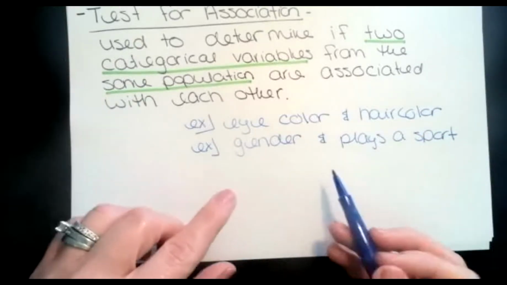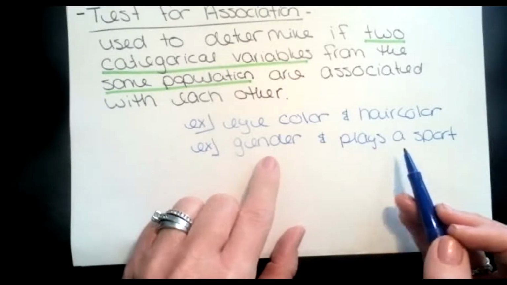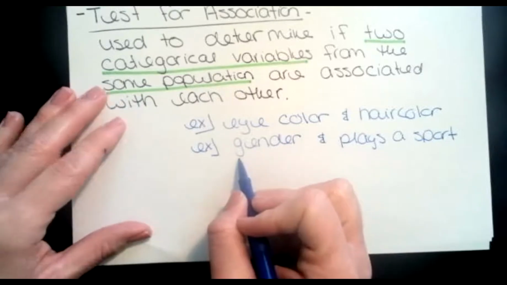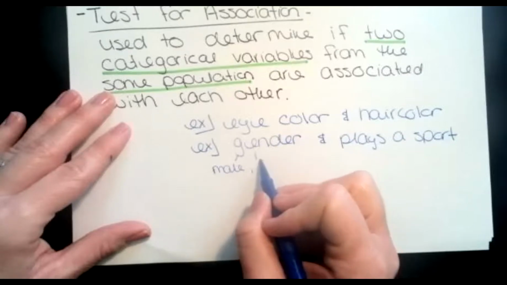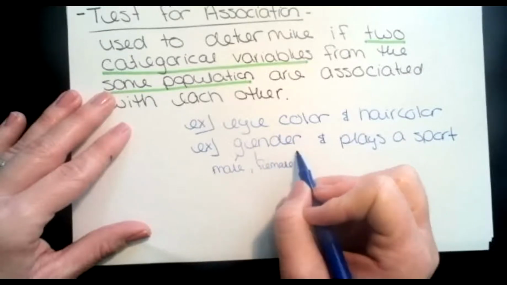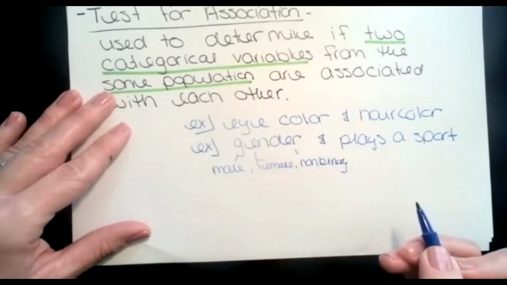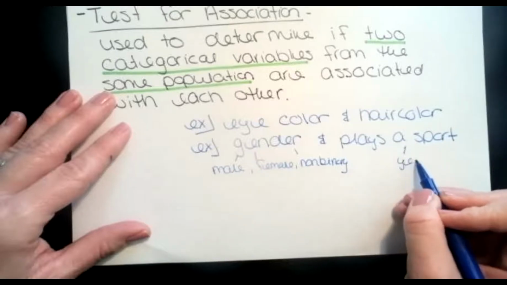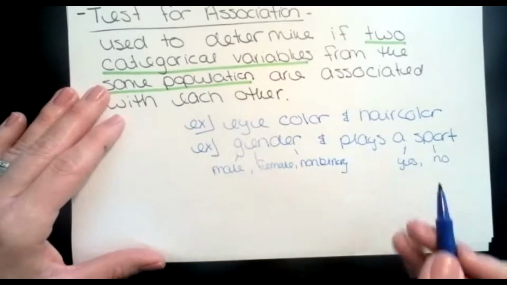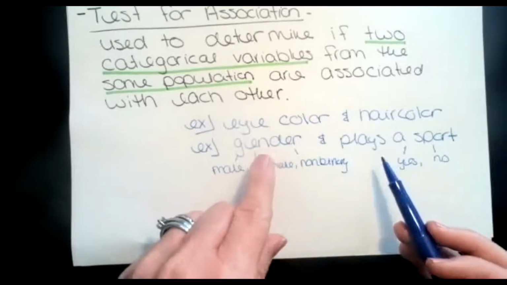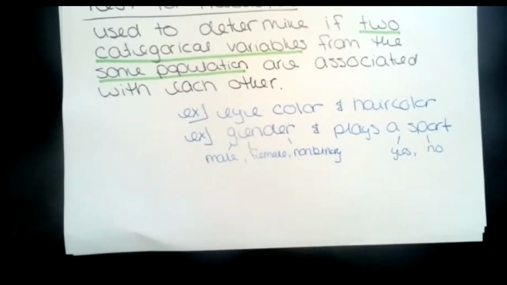And these variables could have multiple levels. So something like gender, we could have male, we could have female, we could have non-binary, right? And then play a sport would be like a yes or no question. So there's my levels, but we're not studying the levels. We're studying those two different variables and if they are associated with one another.